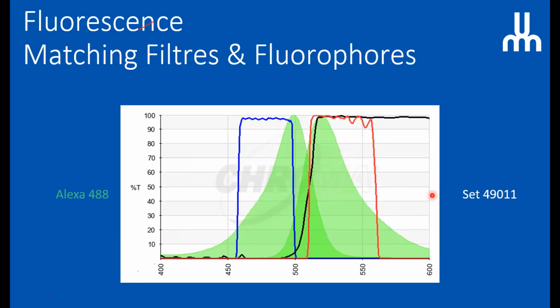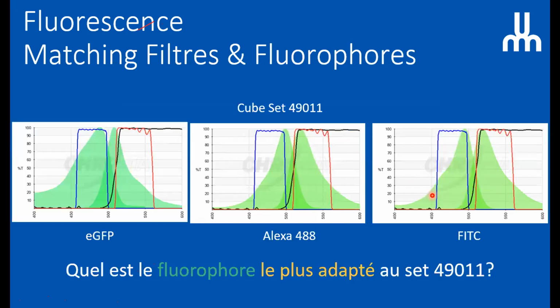Excuse me. Now, a tricky question only for the best of you. This is the cube, 49001, and I put GFP, Alexa 488, and FITC. My question is, what is the best fluorophore for this cube? I asked this question to several people, and it's hard. So if you don't know the answer, it's fine. If you know the answer, please come in, and I will let you explain why.